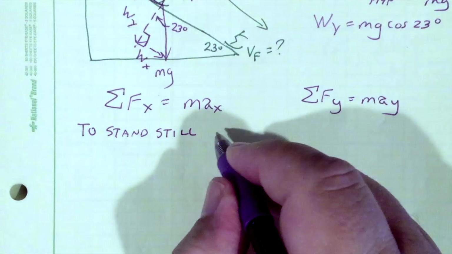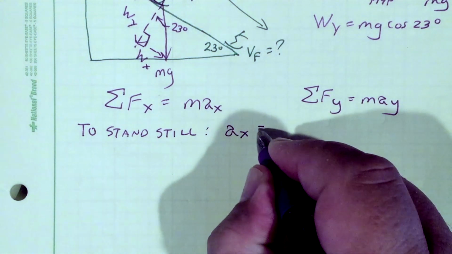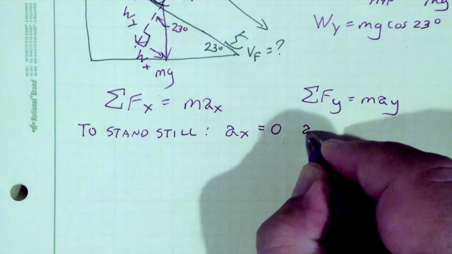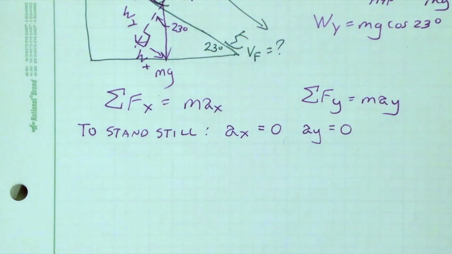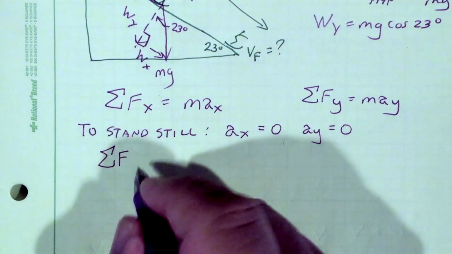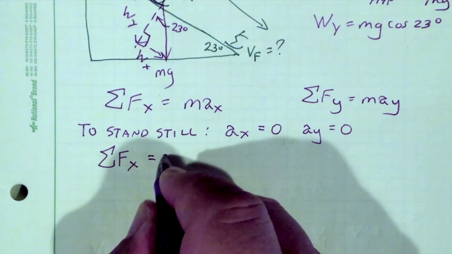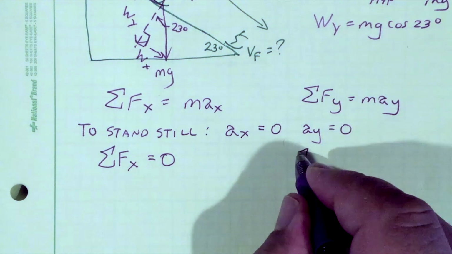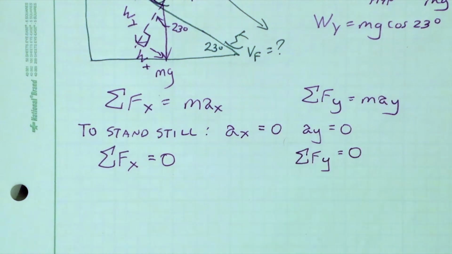Well, now to stand still, that's equilibrium. So the acceleration in the x direction has to equal 0, and the acceleration in the y direction has to equal 0 in order for her to stand still. And so the sum of the forces in the x direction has to be 0, and the sum of the forces in the y direction has to be 0.